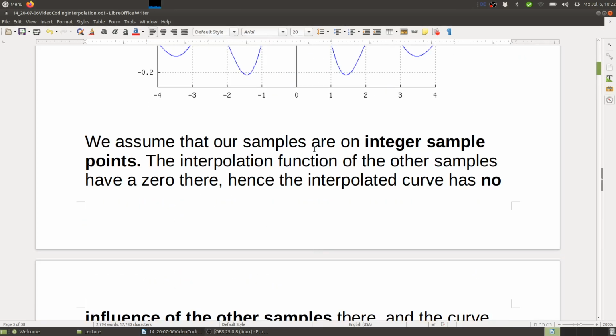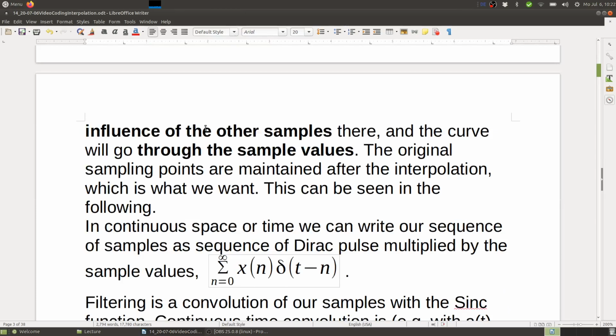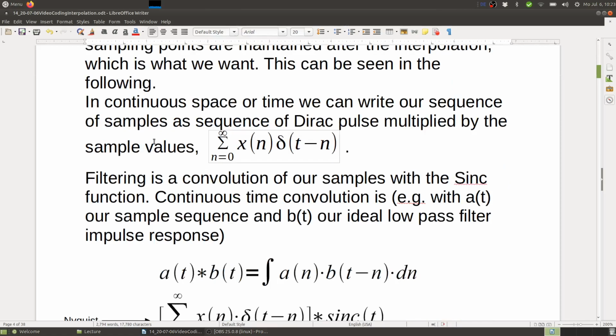So we assume that our samples are on the integer sample points. The interpolation functions of the other samples have a 0 there, hence the interpolated curve has no influence of the other samples there, and the curve will go through the sample values. That's also a convenient property: it doesn't change the original samples. The original sampling points are maintained after the interpolation, which is what we want. This can be seen in the following.